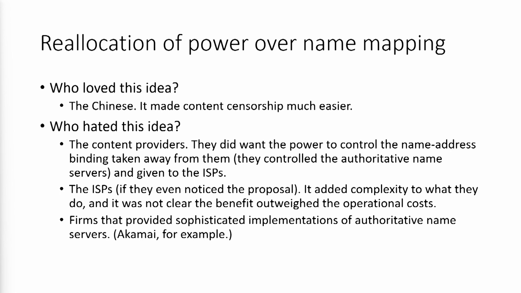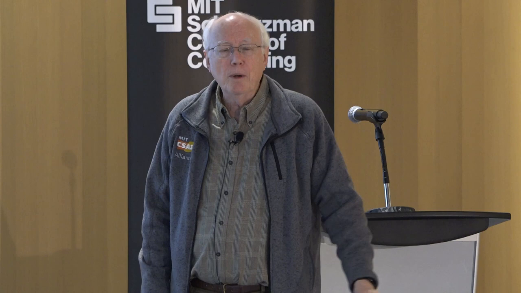What the ISPs said is it's incredibly complicated to implement because we don't know how to route on flat names. And the power we would get is not worth the operational complexity of doing it. It's not the best trade-off for us. And of course, there were firms out there selling very sophisticated name-to-address binding. They would implement a very sophisticated authoritative name server for you, companies like Akamai, and they didn't like it either. Okay. So we'll see where this idea goes.